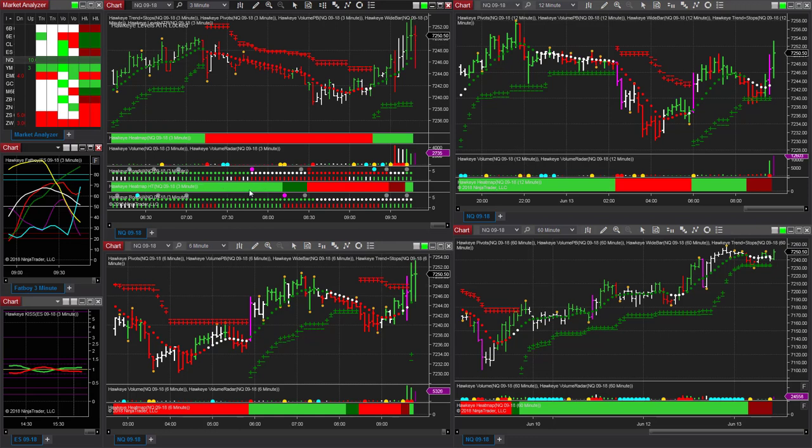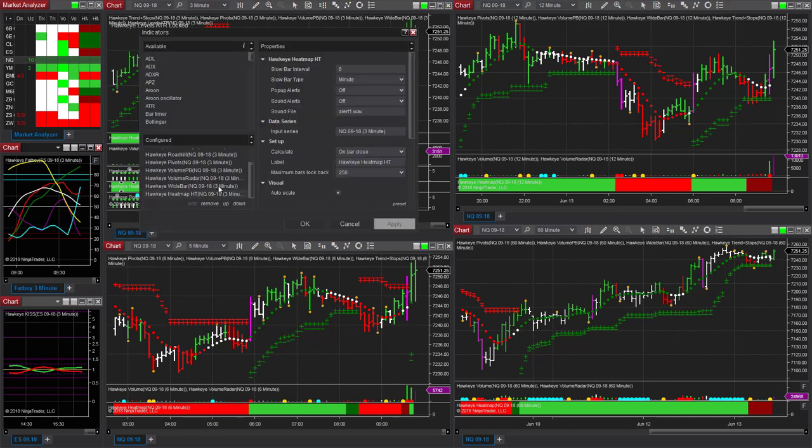The next indicator here is the secondary heat map. I have a heat map here, which is 3 minute, but this is a heat map HT indicator. The heat map HT is a higher time frame heat map, so it gives me the ability to change the time frame so that I can look at my longer time frame charts. Of course, I can set it to be any number I want, but in this particular case, I want it to be the heat map from the second time frame chart, in this case, the 6 minute.